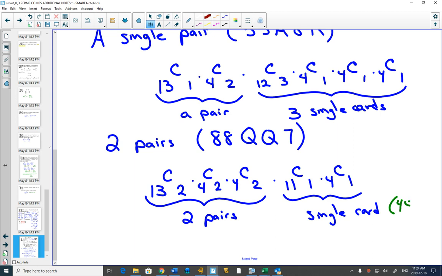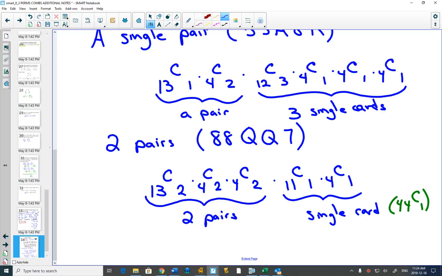And I'm just going to put in brackets that if you took out all 4 queens and all 4 8s, there would be 44 cards left. And if you just chose 1 of those 44 cards left, it's the same thing as choosing the kind first and then the type after, or the specific card after.